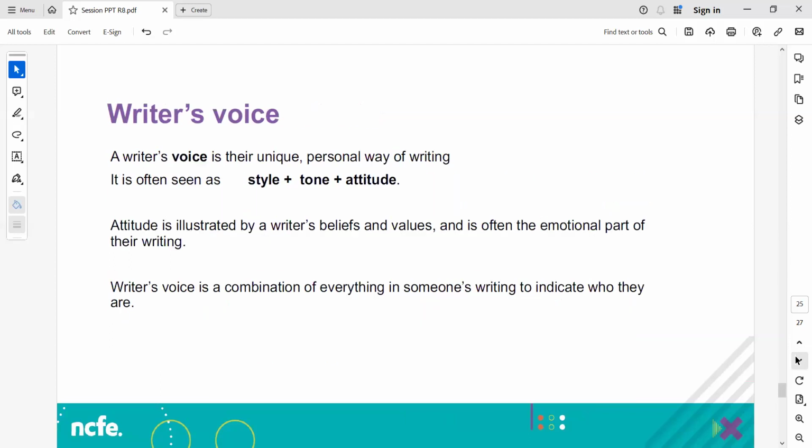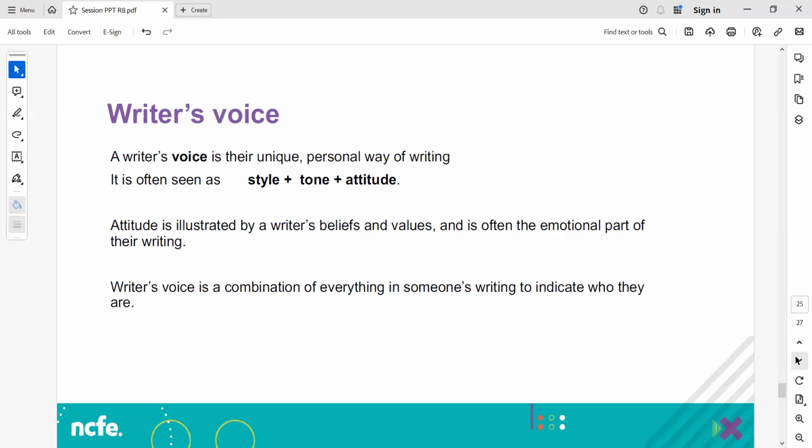So the writer's voice is their unique, personal way of writing, which is often seen as the style plus the tone plus attitude. An attitude is illustrated by a writer's beliefs and values and is often the emotional part of their writing. Writer's voice is a combination of everything in someone's writing to indicate who they are.